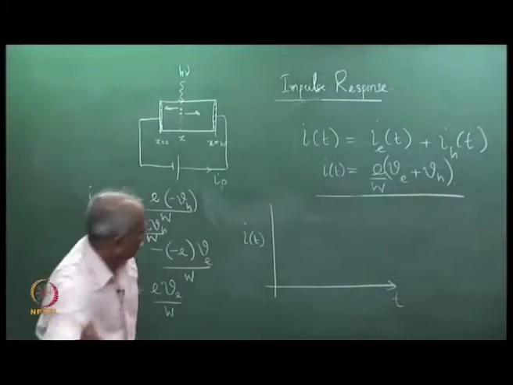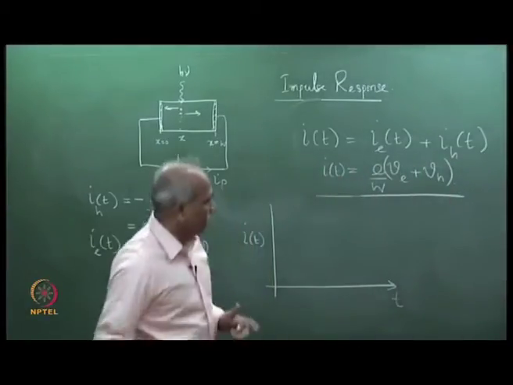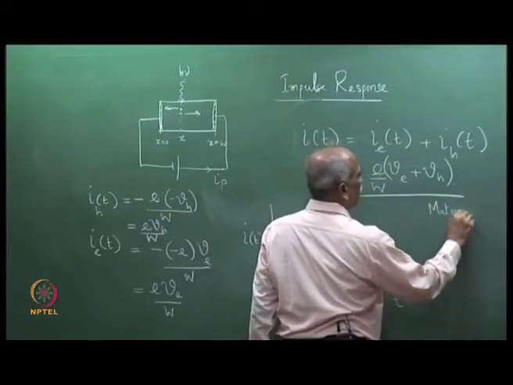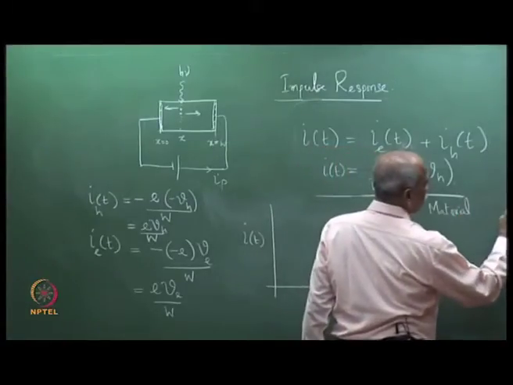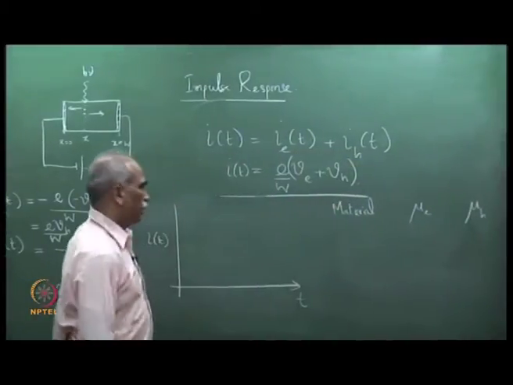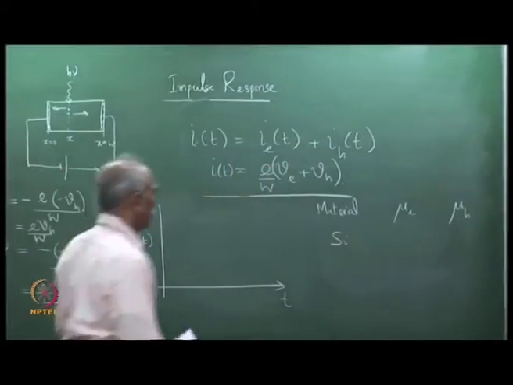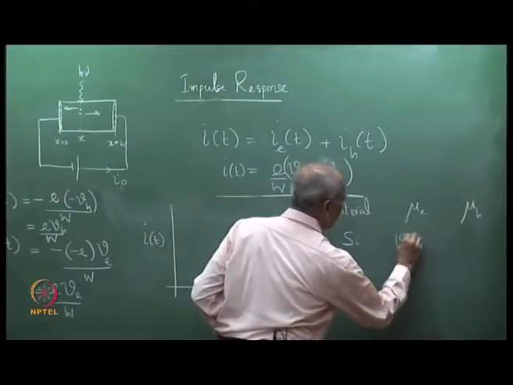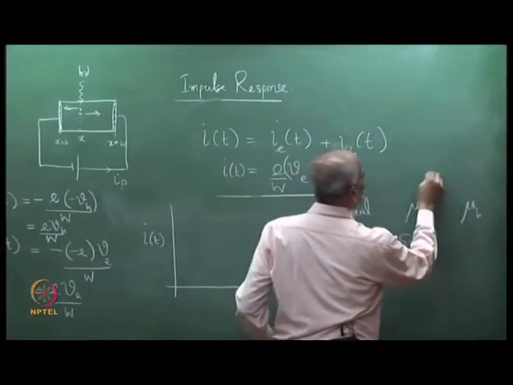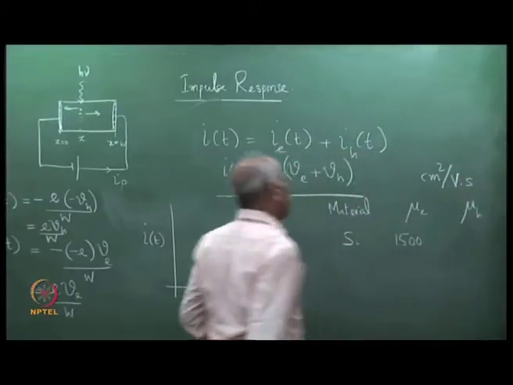Now, it would be worthwhile to have some values of mobility, so that we have an idea in plotting. So, let me give values for some materials. Material, mu e and mu h. So, if we take silicon, let me give you some numbers. This is 1500. What is the unit? Mu e and mu h: centimeter square per volt second.